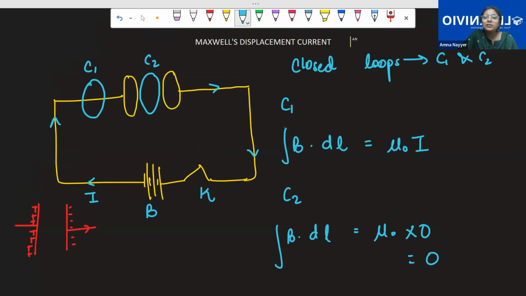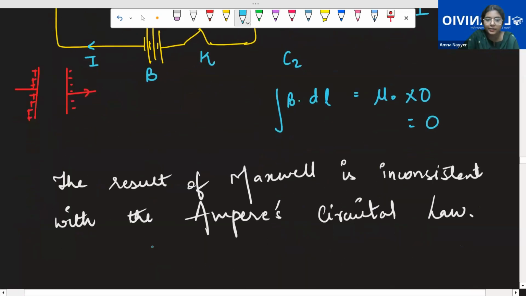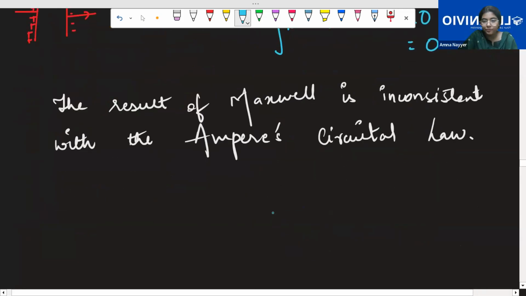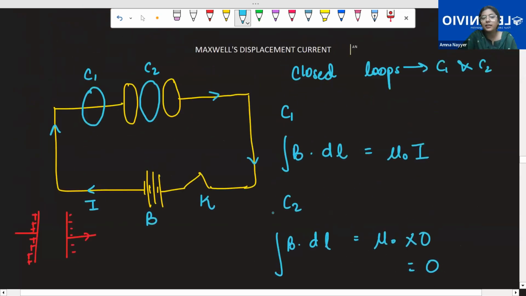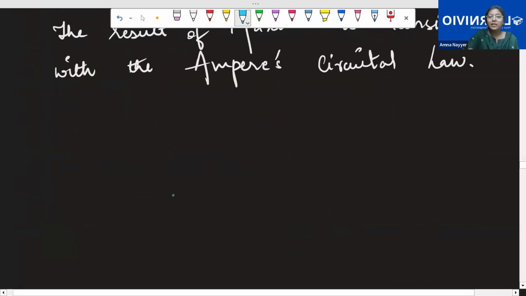But when you look at Ampere's circuital law and the experimental history behind it, that's absolutely right. It means something was there which he couldn't see, because of which the equation of Ampere's circuital law was coming incorrect. So this result of Maxwell was inconsistent with the Ampere circuital law. That was the first thing that came when all of this occurred. So he realized that one is the current that is flowing in the circuit. Basically, two kinds of currents are there.